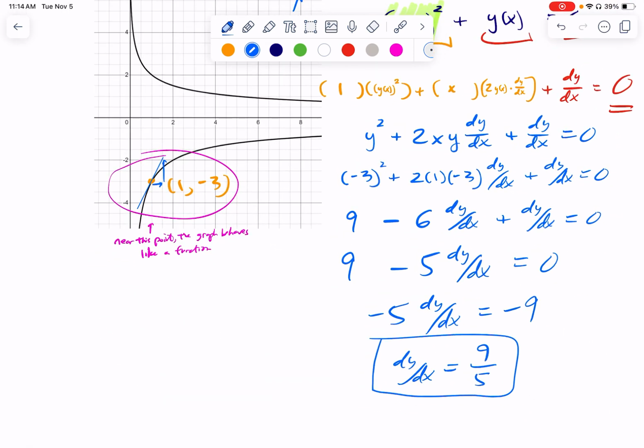I'll always give you a picture so you can check. If you're doing homework problems and there isn't a picture, feel free to put it into your calculator or Desmos. I want you to notice if it makes sense, and if it doesn't make sense, I want you to realize that maybe you can find your mistake.